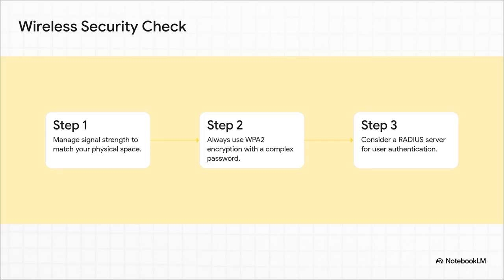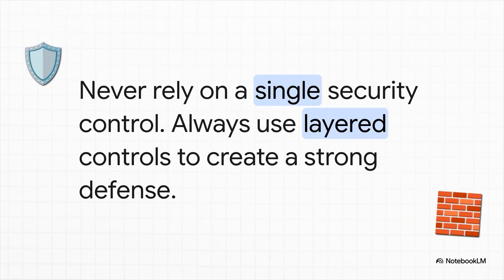First, try to manage your Wi-Fi signal strength so it doesn't bleed too far outside your home or office. Second, and this is non-negotiable, always use WPA2 encryption with a long, complicated password. And third, if you're in a bigger office, look into using a Radius server. That's a system that gives every single user their own unique login, which is way more secure than everyone sharing one Wi-Fi password.